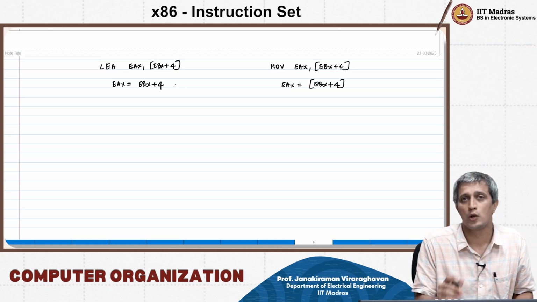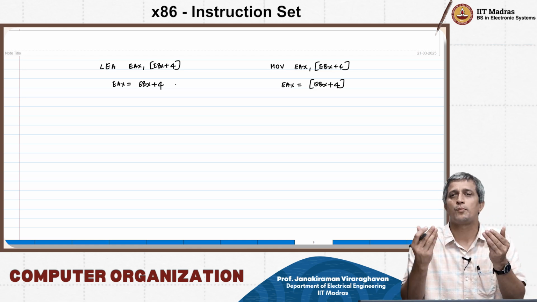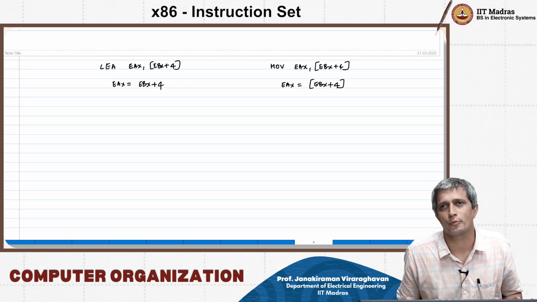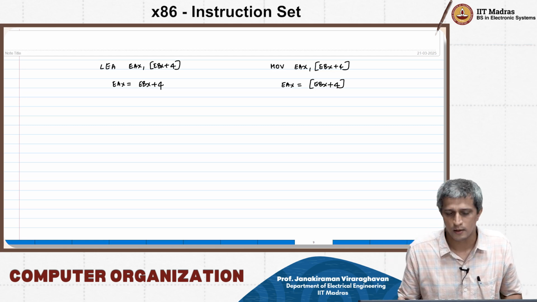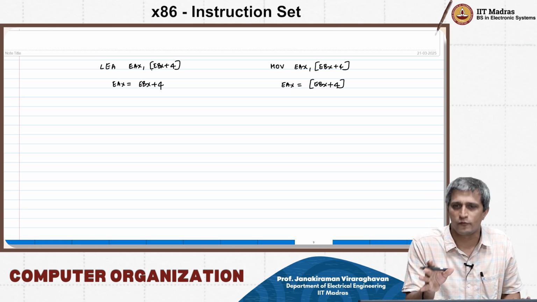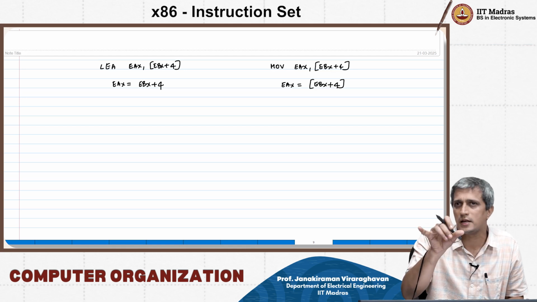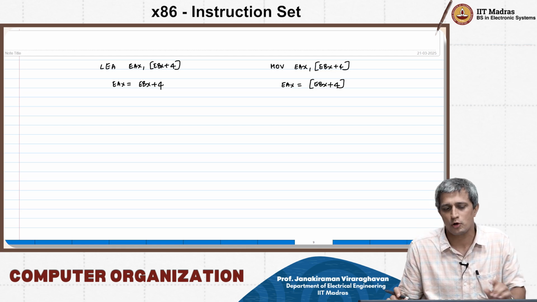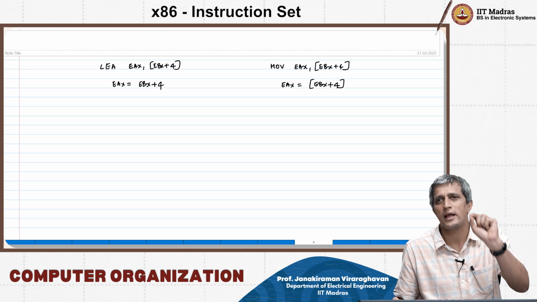On the other hand, the load effective address is a purely internal operation to the microprocessor. It does not even go to the memory. EBX plus 4 is just evaluated. The effective address, what we are trying to do in LEA, is load effective address.